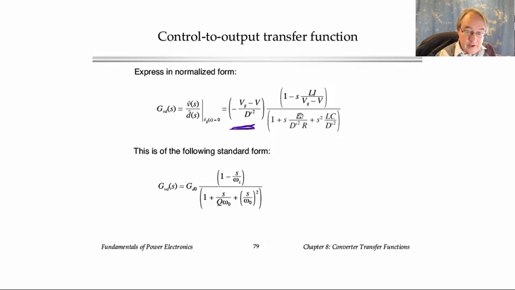So this transfer function then can be written in this standard form, where the coefficient G_d0 is this term here. The right half plane 0 frequency omega z would be 1 over this quantity. And the denominator Q and omega naught are the same as before.